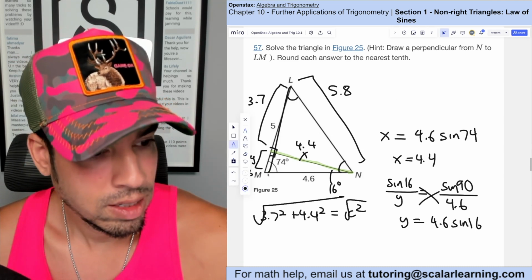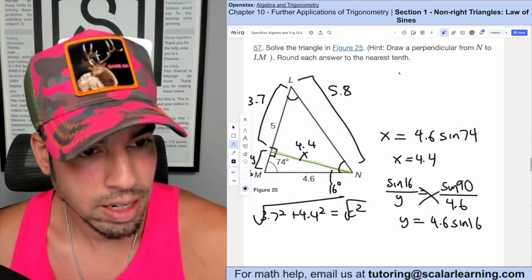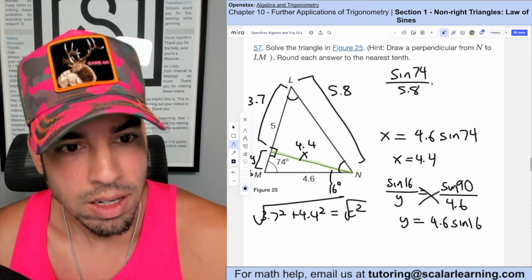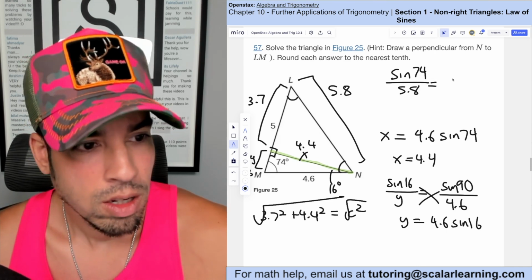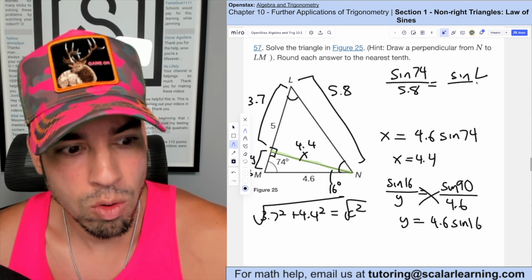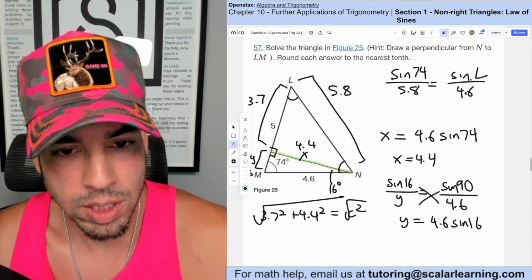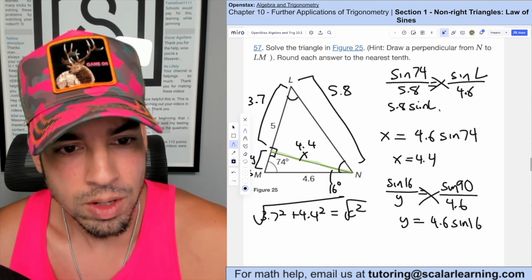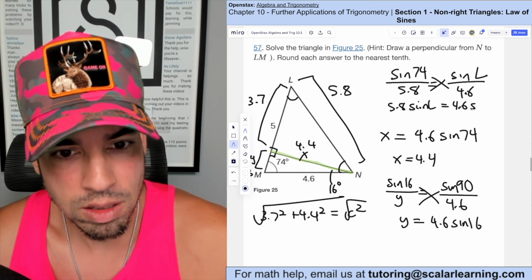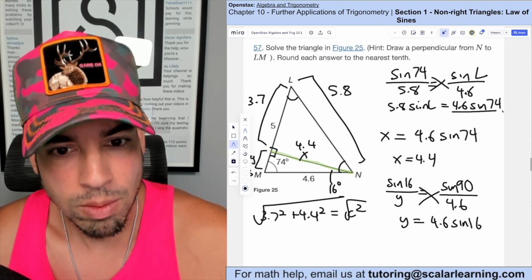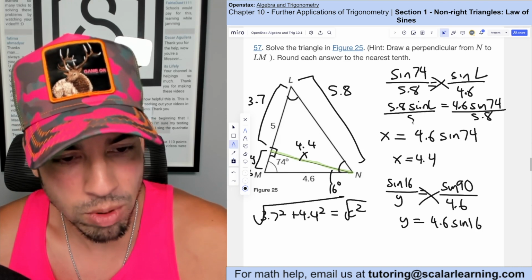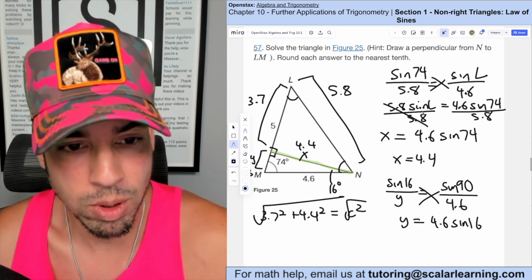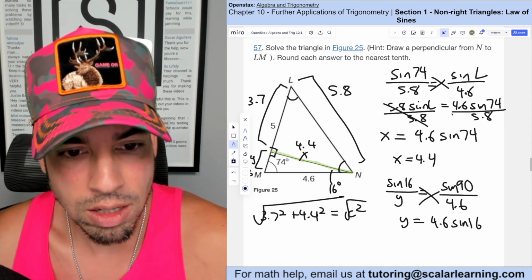We're going to make a little room. Now looking at this entire big triangle, I can say sine of 74 over 5.8 is equal to, let's say L, sine of L over a given 4.6. So now we can solve for L. We're going to cross multiply. We got 5.8 sine of L is equal to 4.6 sine of 74. Then we're going to divide both sides by 5.8. And then to isolate L, we have to take arc sine of both sides. So I have to take arc sine of this entire quantity.